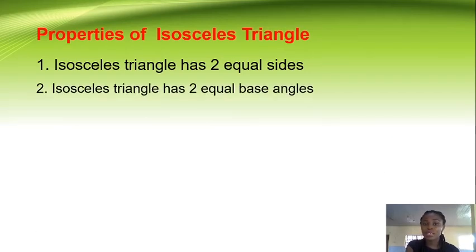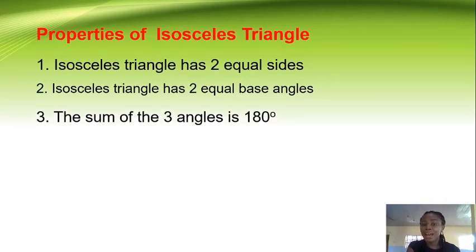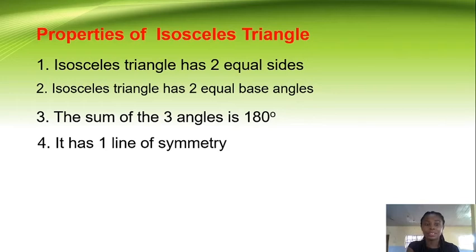Next one, isosceles triangle has 2 equal base angles. It has 2 equal angles, and those angles you call base angles. The sum of the 3 angles is also 180 degrees. It has one line of symmetry.